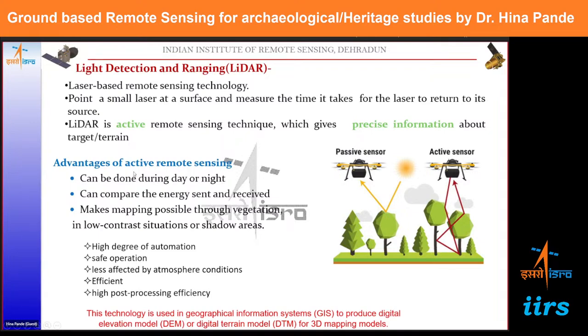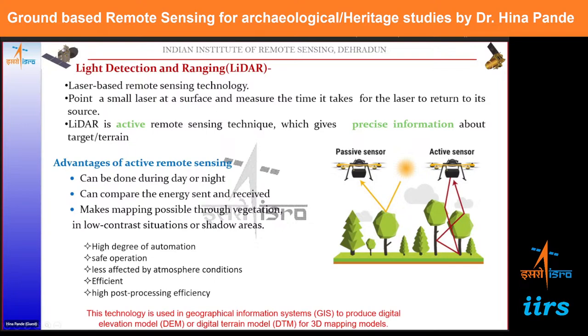Now the advantage is that because it is an active remote sensing method, it can be done during night or day, and it penetrates vegetation. So it can give us data beneath the vegetation also, which passive sensors or image-based technology are not able to do, as well as in shadowed areas or in places where there is low contrast. Please remember that when we are taking photographs, we have to be very careful about the illumination conditions. If it is dark or cloudy, then the quality of the images that we capture will not be very good, and then image matching will not be very accurate.